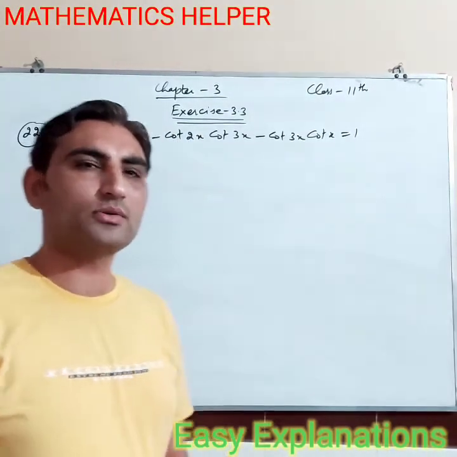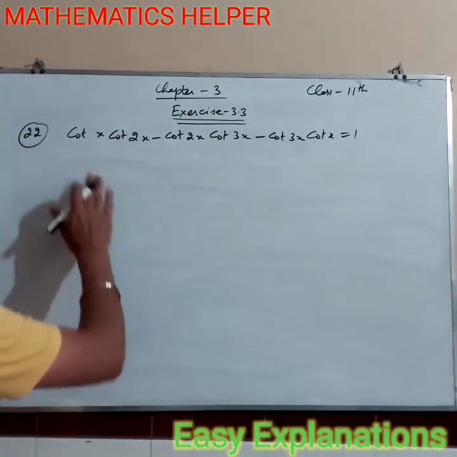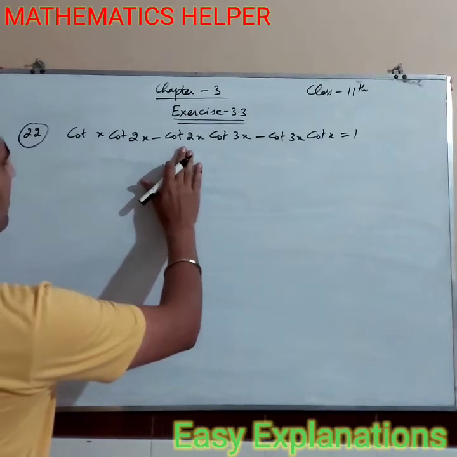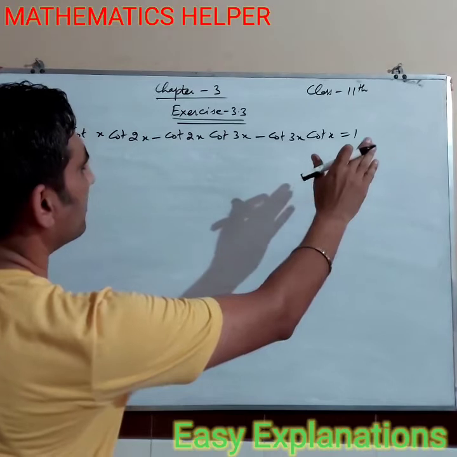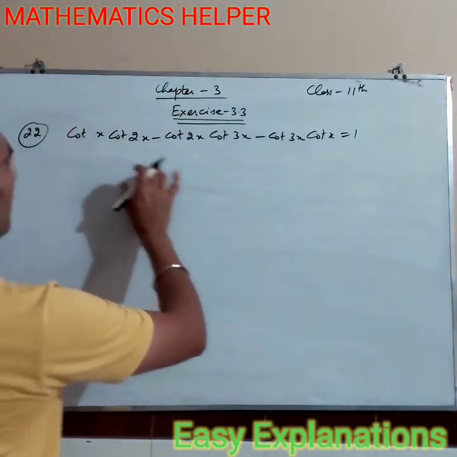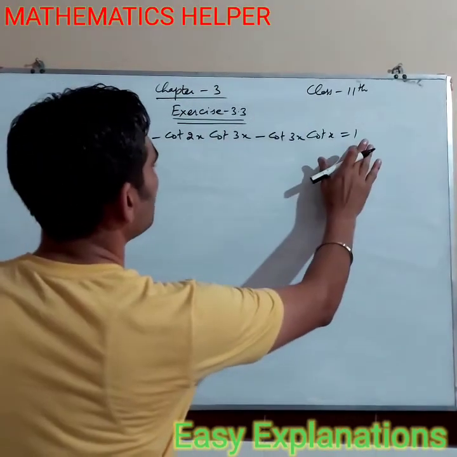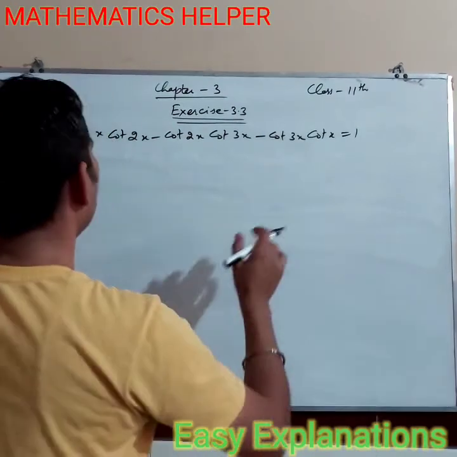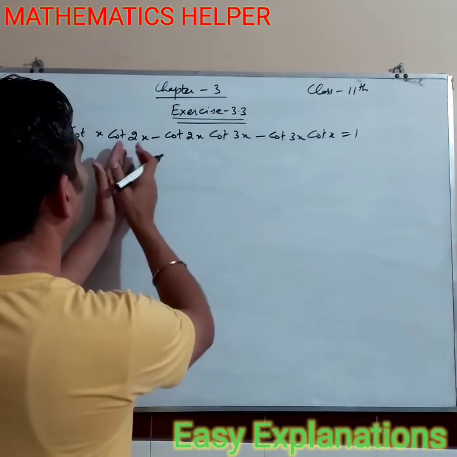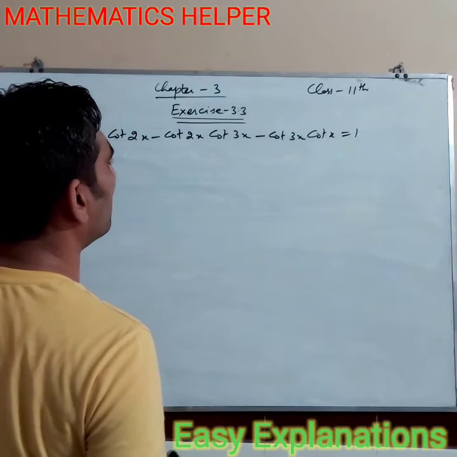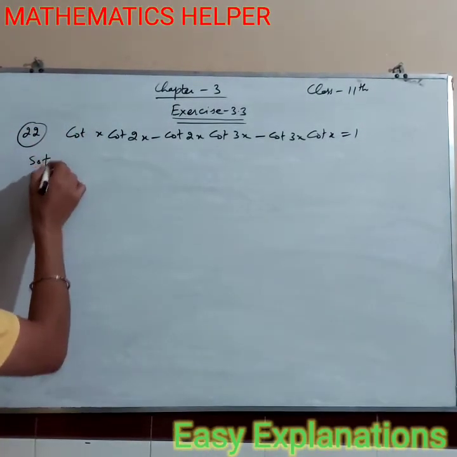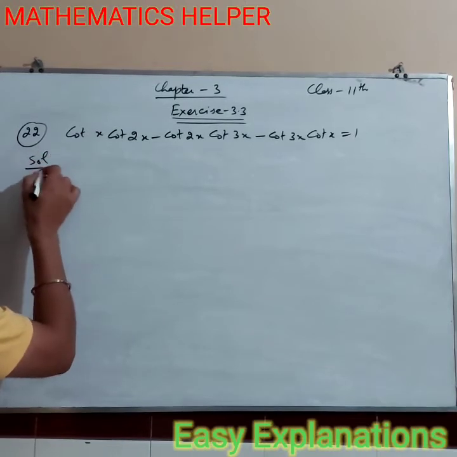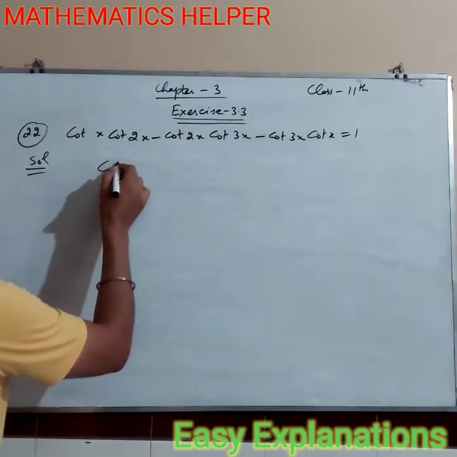Students, the next question, number 22, is cot x cot 2x minus cot 2x cot 3x minus cot 3x cot x equals 1. So we want to prove this long expression has an answer equal to 1. It is not that easy, and we can't use formulas directly for all of these. You have to remember one thing here. There is a formula about cot, and you have to remember it.